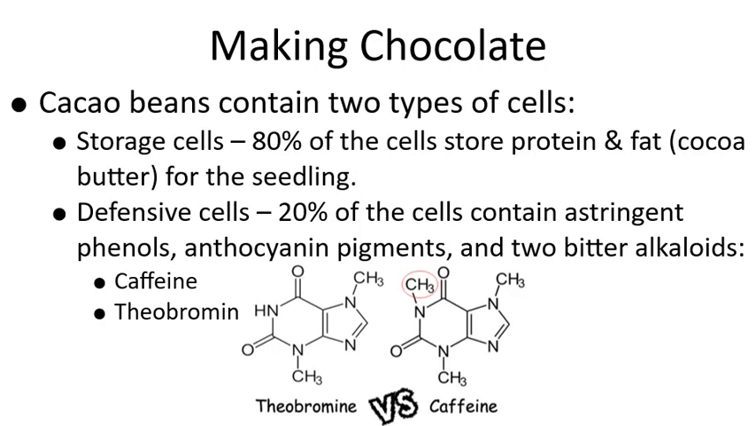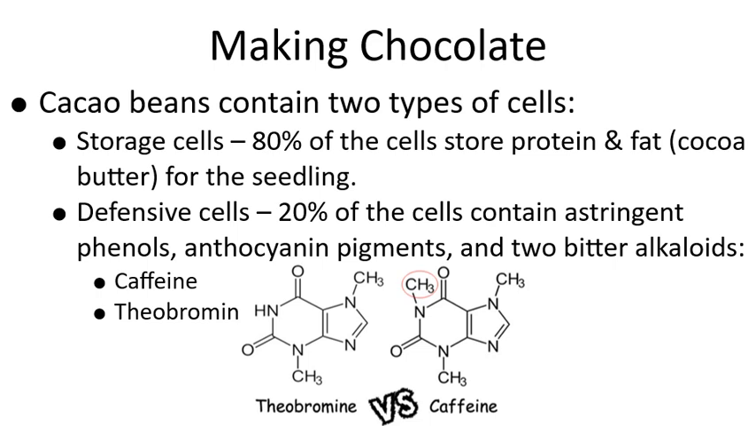Cacao beans contain two types of cells, storage cells and defensive cells. Like their name implies, the storage cells make up the majority of the cells in the bean and store the protein and fat for the seedling. The defensive cells contain the astringent phenols, anthocyanin pigments, the color, and two bitter alkaloid compounds, caffeine and theobromine.